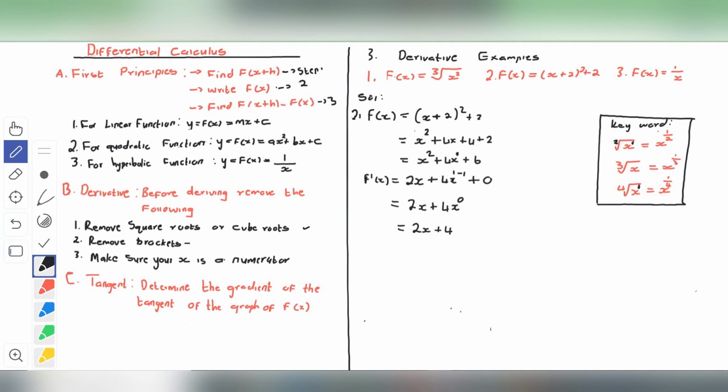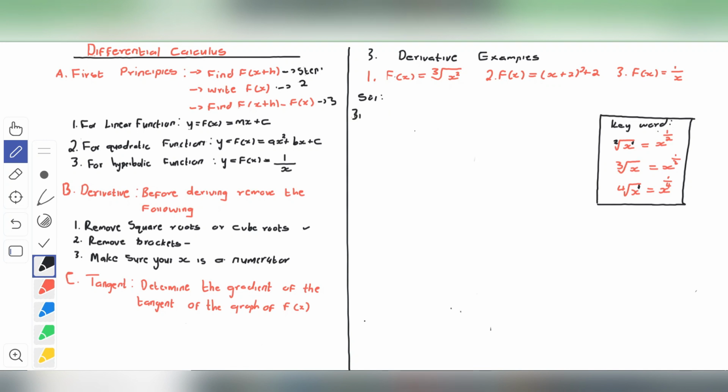the last example, which is f of x equals 1 over x. I'm just going to remove these things that we wrote here. Okay, from the last example, we have f of x equals 1 all over x, right? So we are asked to derive this. So we're going to check all those three things that we need to check. Do we have roots there? Because the first one says remove square roots or cube roots. No, we don't have the roots. Okay, that means we are safe.